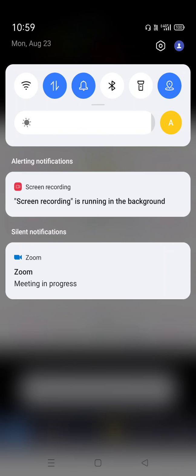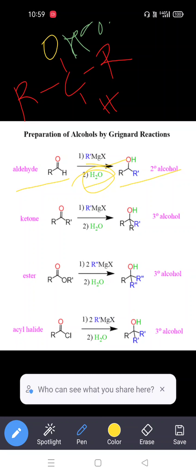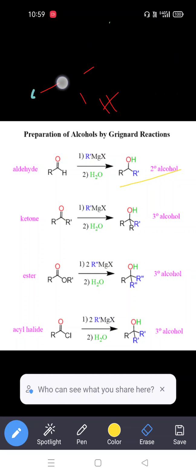We cleave the bond between the oxygen and magnesium halide. Here the oxygen has a negative charge and MgX has the positive charge. The OH group is added here and H plus is added here. Finally, we get this alcohol. This is the secondary alcohol.